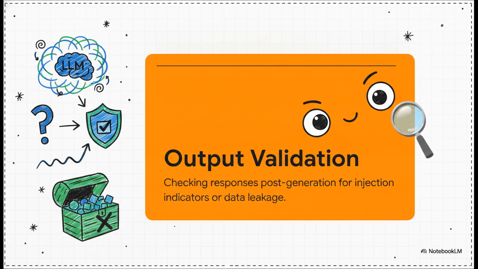Layer 3 shifts us to the back end with output validation. This is where you check the model's response post-generation, meaning before the user ever gets to see it, for indicators that an injection actually succeeded. You're scanning for unexpected formatting, content that completely falls outside the system's defined scope, or obvious data exfiltration attempts. It acts as your safety net, catching the model if it falls for a trick.